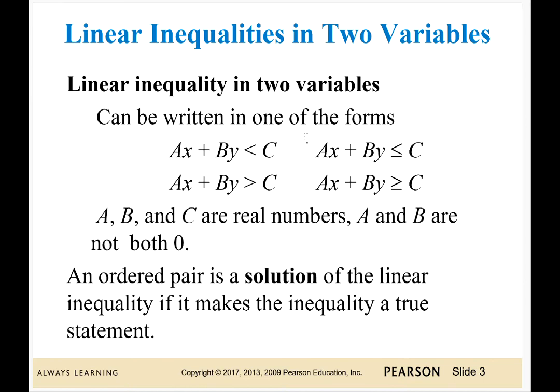Your linear inequality might be in standard form, and if it is, it's going to have one of these four symbols: a less than sign, a greater than sign, less than or equal to, or greater than or equal to. A, B, and C are all going to be real numbers. A and B cannot both be 0, though. That's the important thing, because if you multiply 0 times a variable, it'll go away. So you have to have at least one variable, at least x or just y. Those are vertical and horizontal lines.